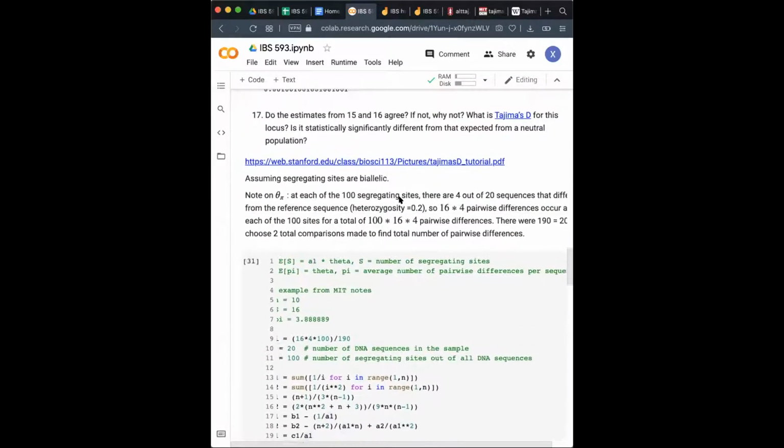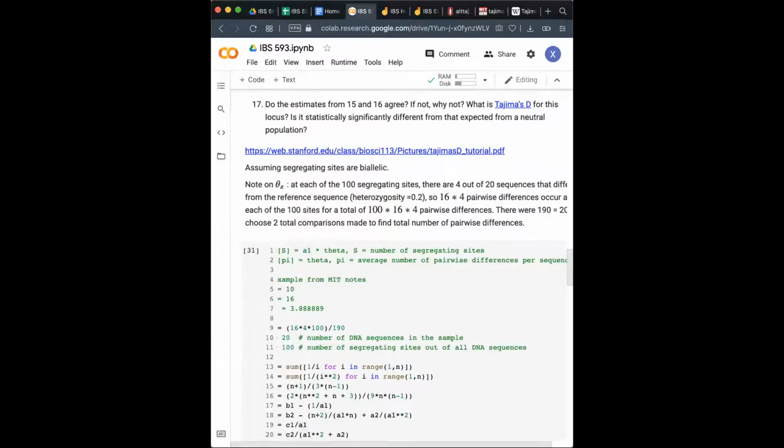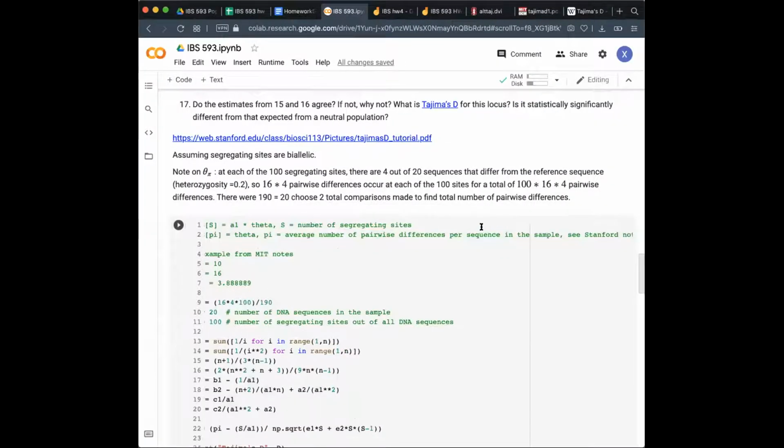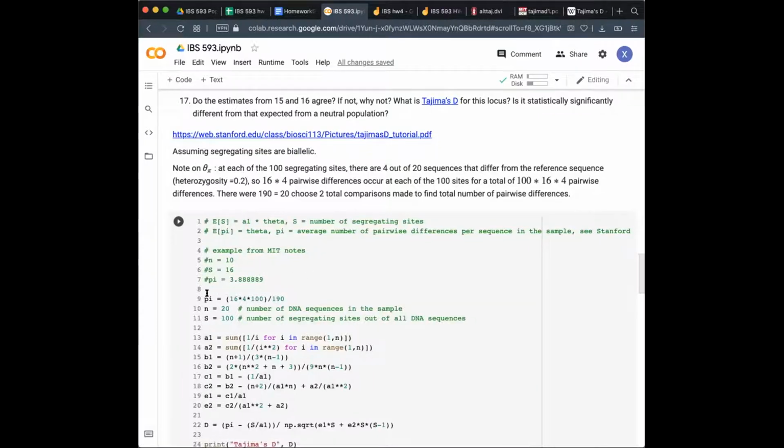Okay, so this is 17 and let me see how I computed. So pi here. I know that I have 100 segregating sites. So on average, at each site, 4 out of the 20 sequences, because we have 10 diploids, that's 20 sequences. So on average, 4 out of the 20 sequences at each site are different from the reference.